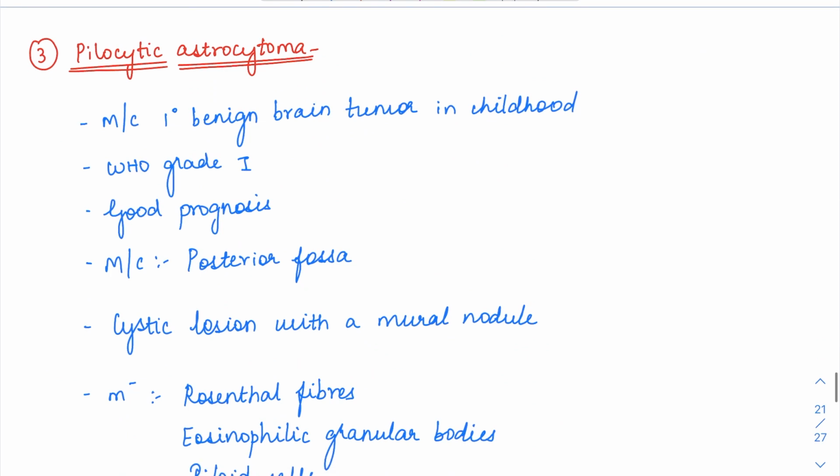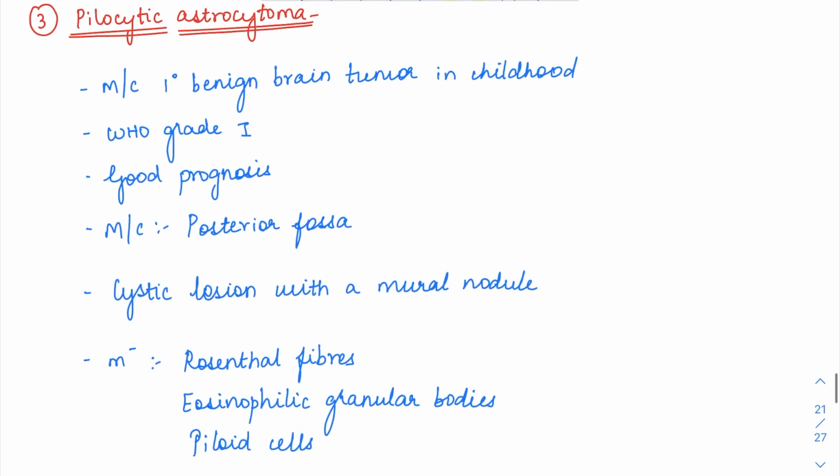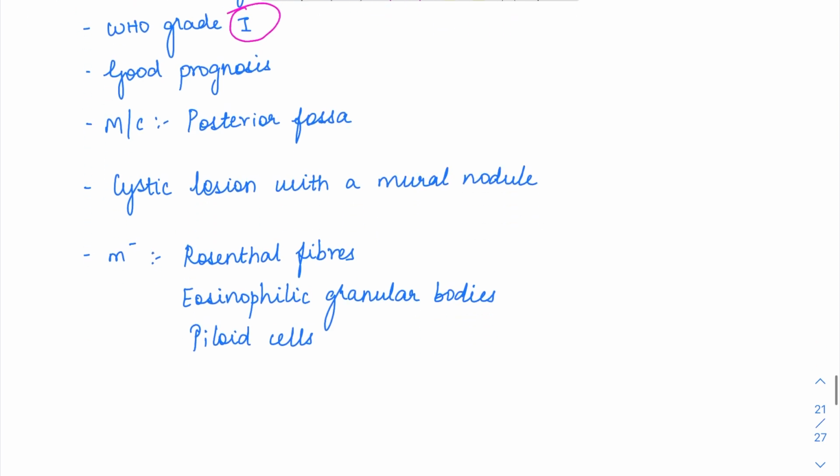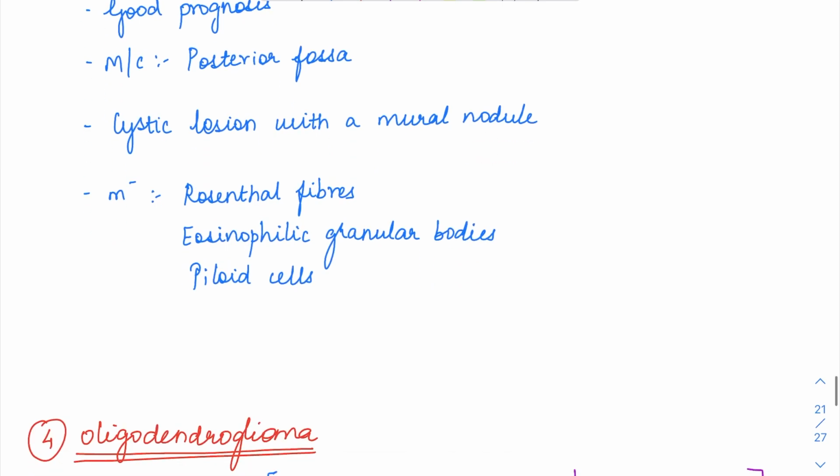So the third tumor we'll see will be a pilocytic astrocytoma. This is going to be the most common primary benign tumor seen in the child. And here it is going to be WHO grade 1, a very low grade tumor which has a good prognosis. And here again, the most common site will be the posterior fossa, like that of a medulloblastoma.